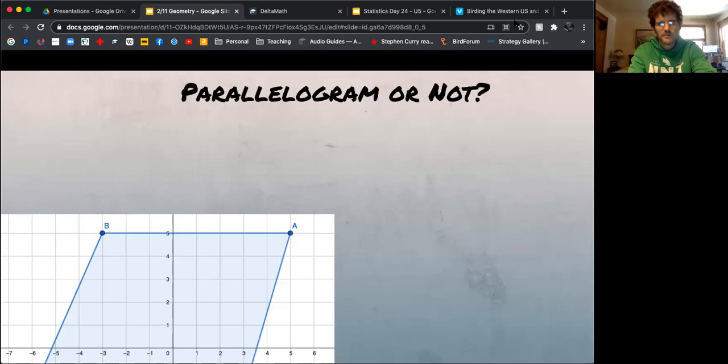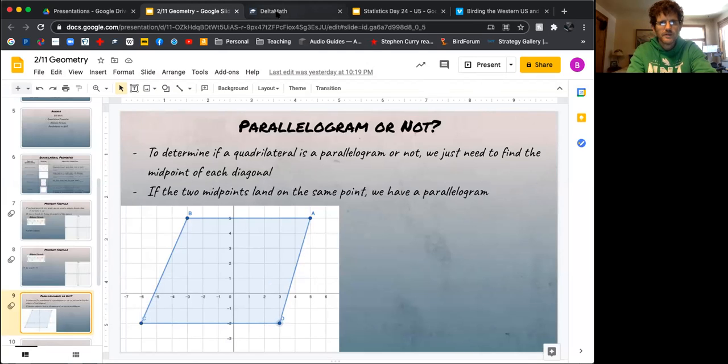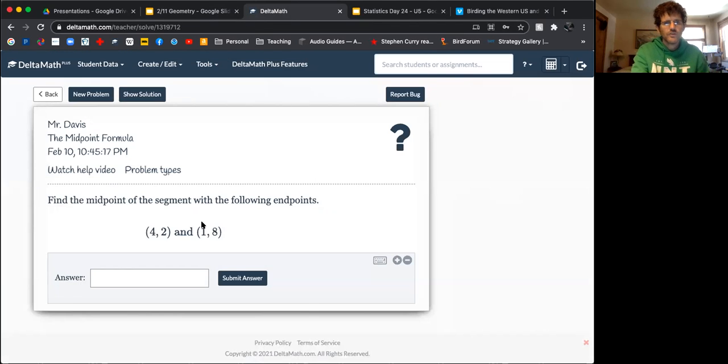Before we look at this, if it's a midpoint or not, we're going to come over here to Delta Math. And I wanted to show you real quick that we've got your problems tonight. You're going to have 5 of these. And I just give you 2 points. I could come up with a new problem. Of course, Delta Math will just make it up. You're going to get 2 points and you need to plug it into your formula.